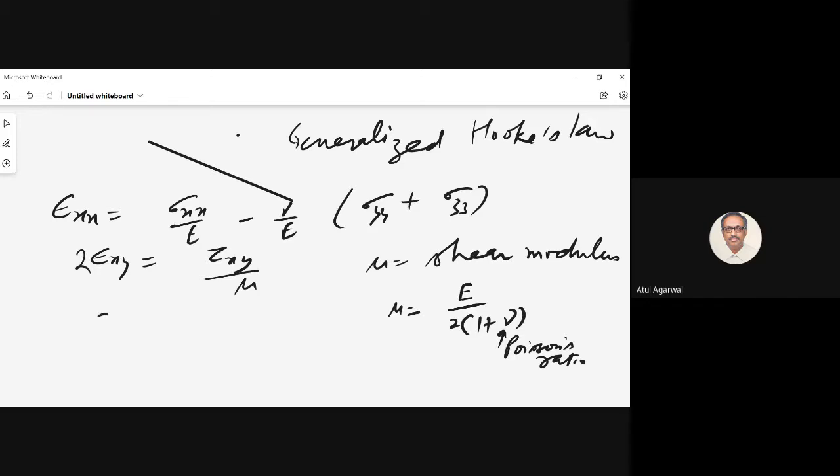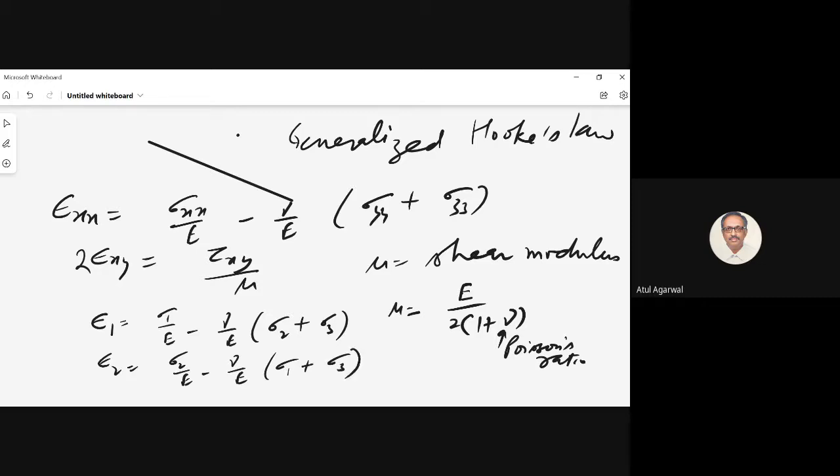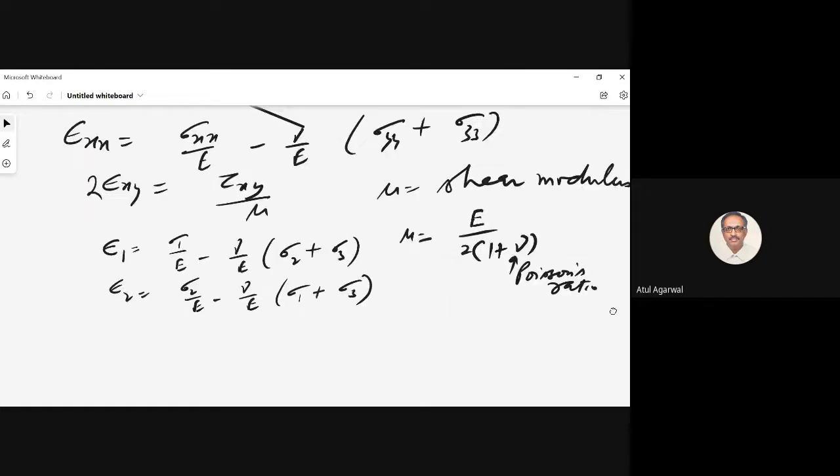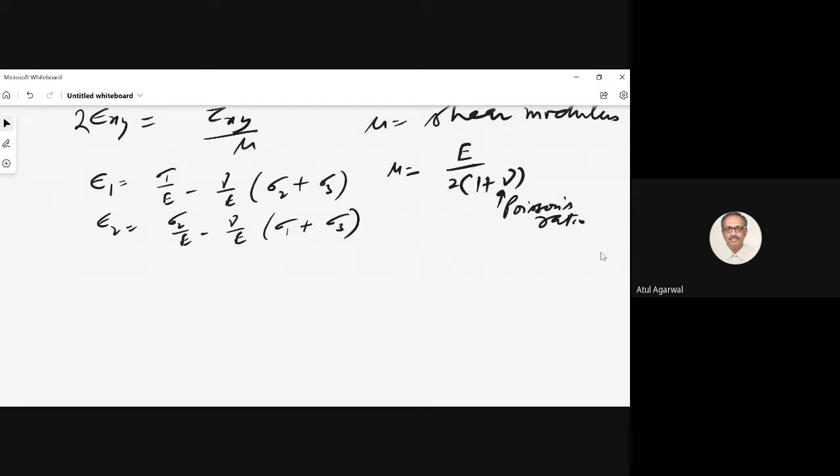So you can write in terms of the principal stresses: epsilon 1 is sigma 1 by E minus nu by E times sigma 2 plus sigma 3. These are the principal stresses, just like sigma xx. So what will be your epsilon 2? Sigma 2 by E minus nu by E times sigma 1 plus sigma 3. So this is a normal strain in one direction. So this way you can do it. Okay.